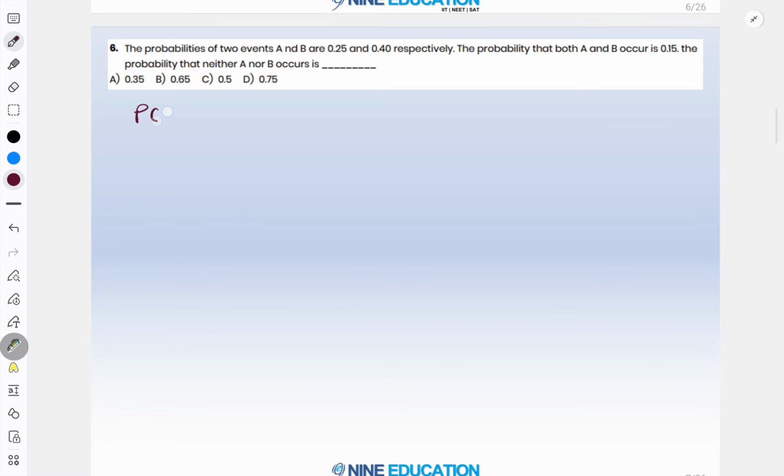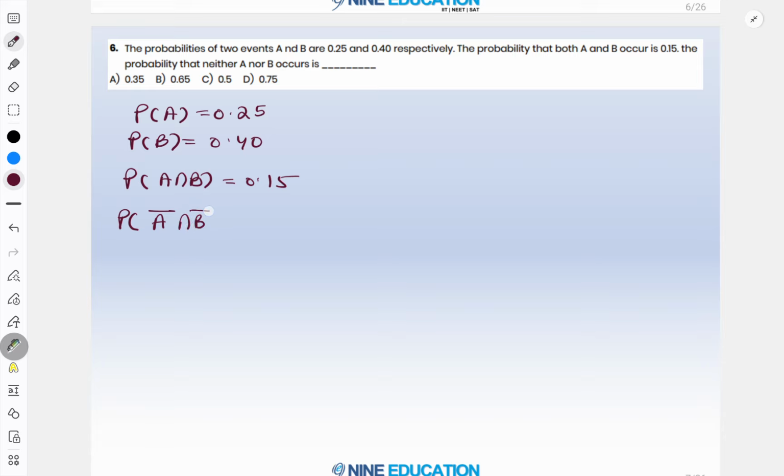Probability of two events, probability of A is 0.25, probability of B is 0.40, probability of A and B is equal to 0.15. Then we need to find probability of neither A nor B. Now that is equal to probability of A union B complement, that is equal to 1 minus probability of A union B. This is using De Morgan's theorem.